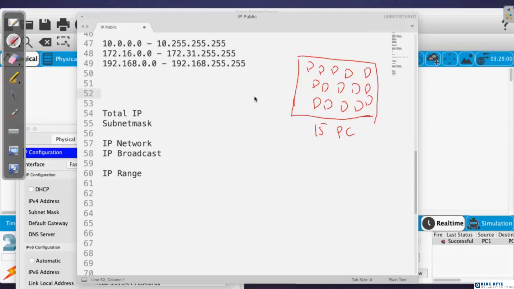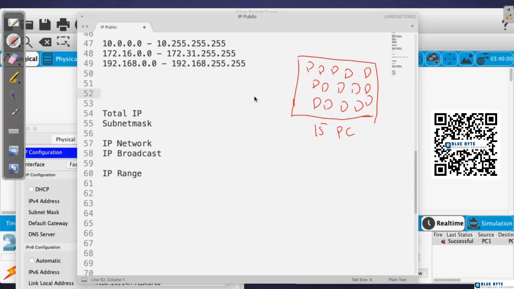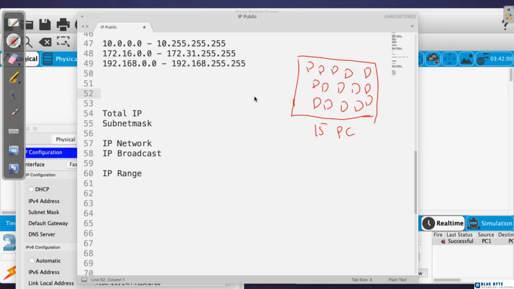In this video, we are going to learn the last case of subnetting. In this case, we have 15 PC in our network. As usual, we are going to calculate the base prefix we will use, the total IP, subnet mask, network IP, broadcast IP, and IP range. Okay, let's just start. First, let's determine the base prefix for 15 PC.